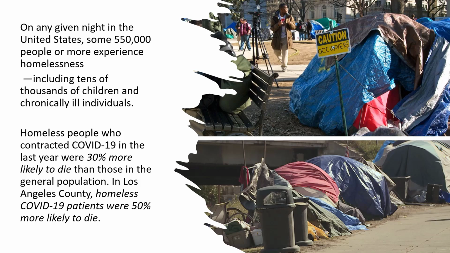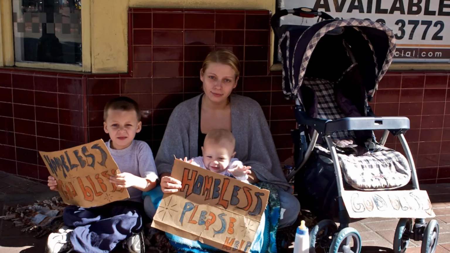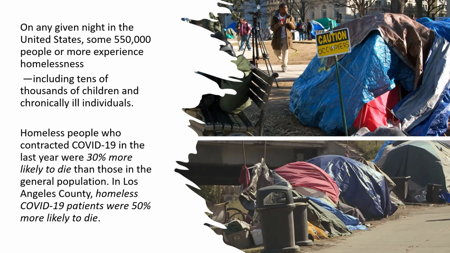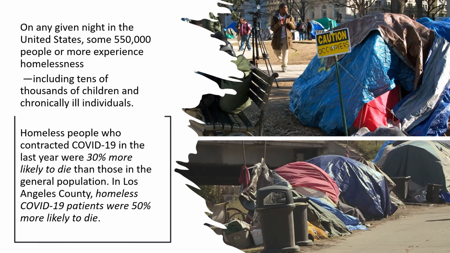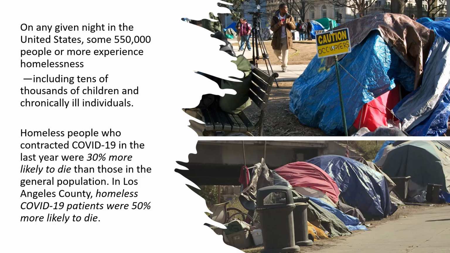On any given night in the United States, some 550,000 people or more experience homelessness, and this includes tens of thousands of children and chronically ill adults. Homeless people who contracted COVID-19 in the last year were 30% more likely to die than those in the general population. And in Los Angeles County, homeless COVID-19 patients were 50% more likely to die.